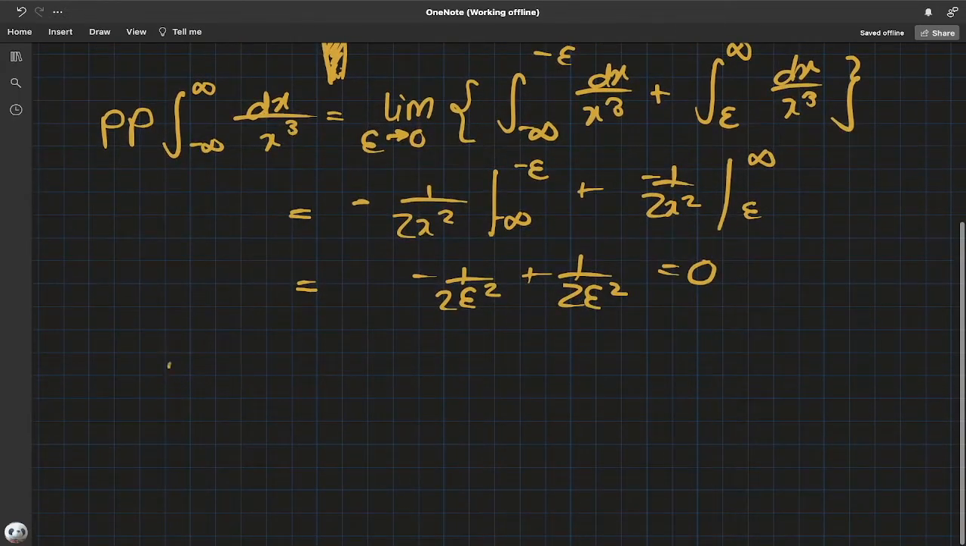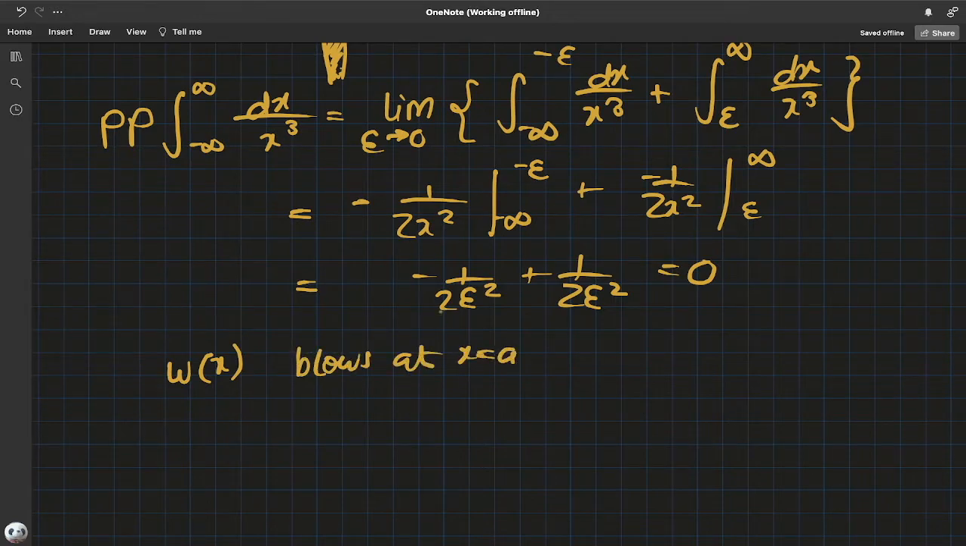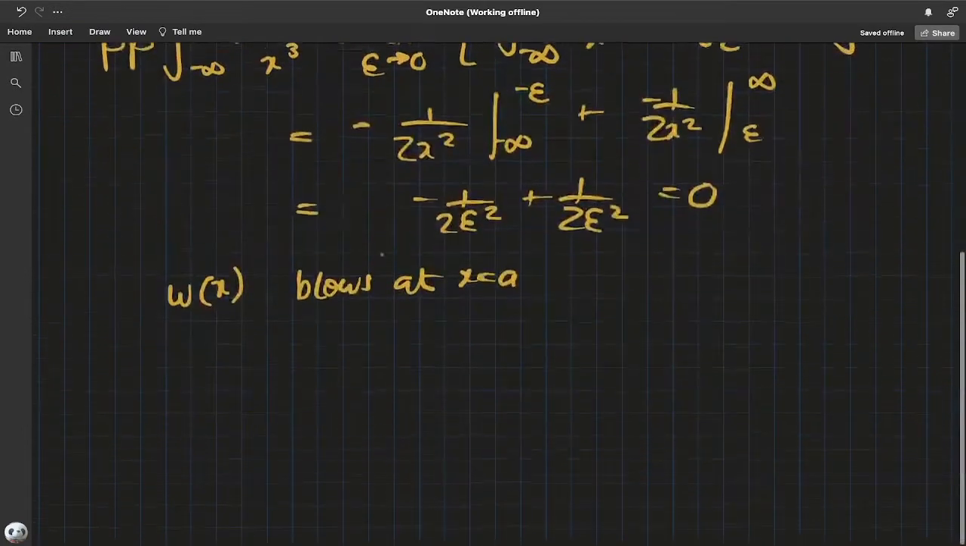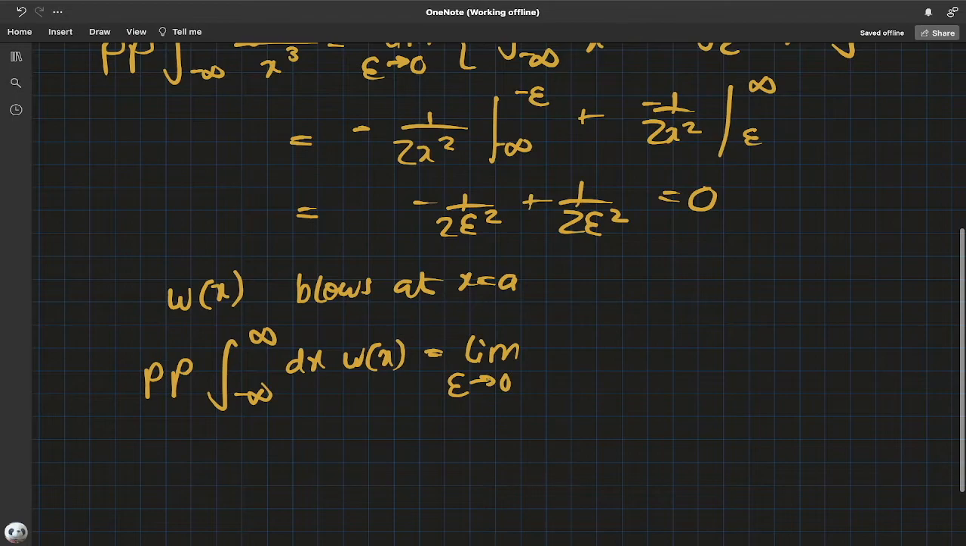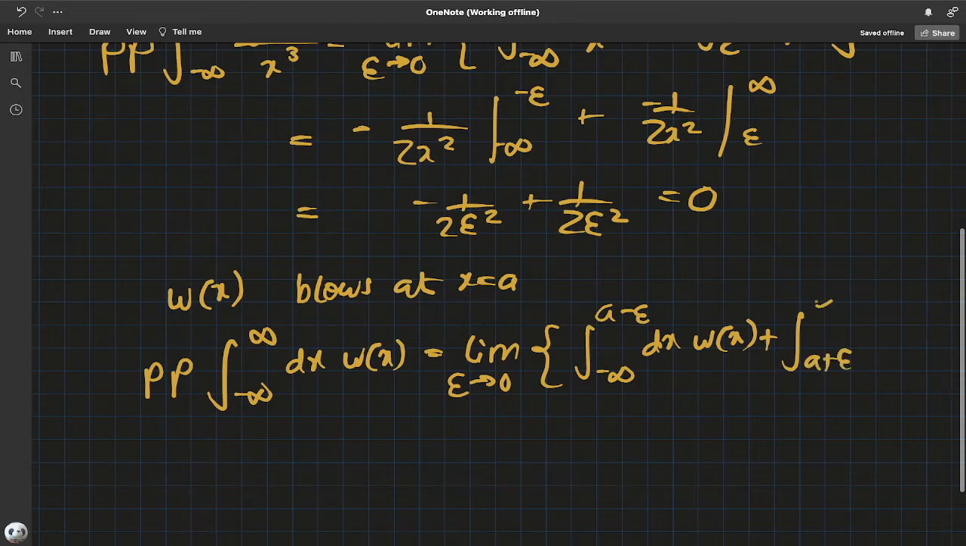So in general, if some function blows up at x equals a, because in the previous case our function blew up at x equals 0, then what do you do? If you want to take the principal parts, you're integrating from negative infinity to infinity. What you do is chop up the interval, and you need to mention principal parts, otherwise, I would say it's a mathematically healthy habit of doing it. Negative infinity to a minus epsilon, that singularity point minus that epsilon, dx w of x, and then for the other part, a plus epsilon to infinity, you guessed it.